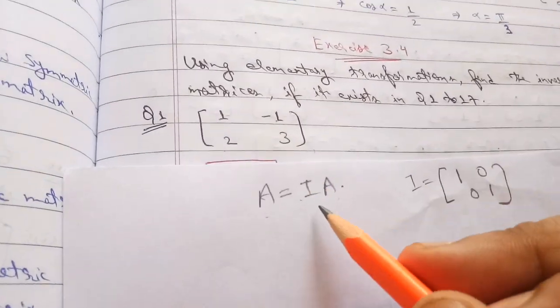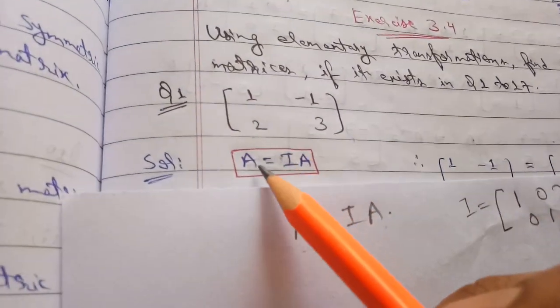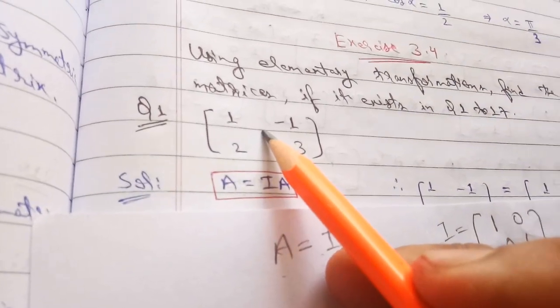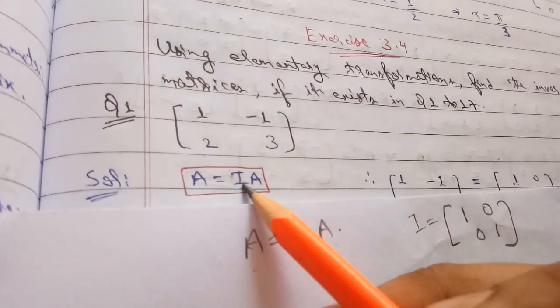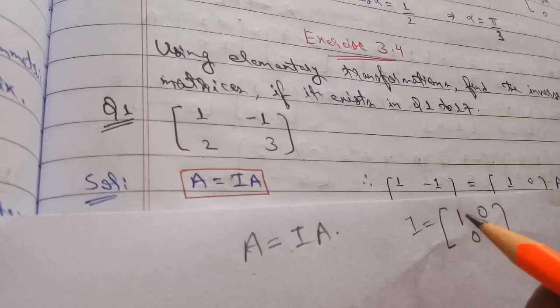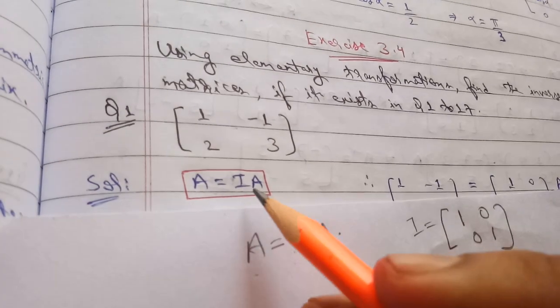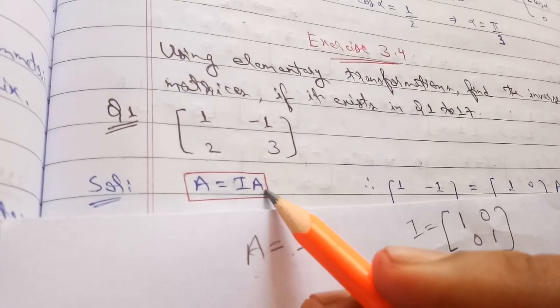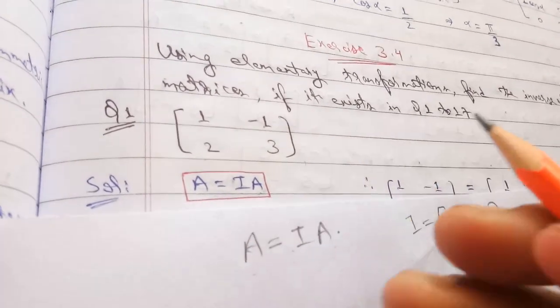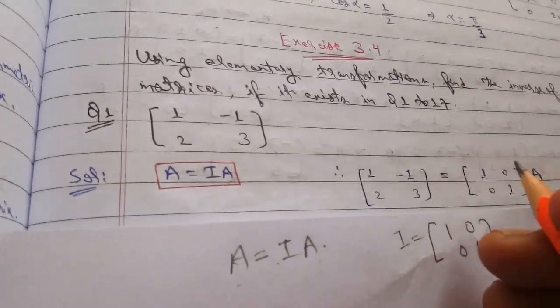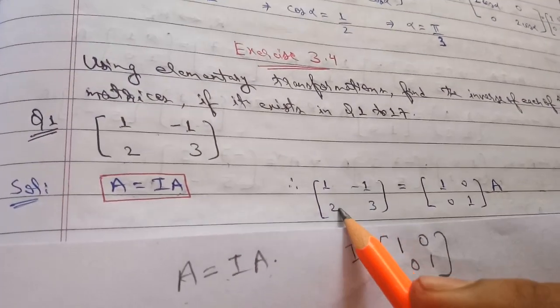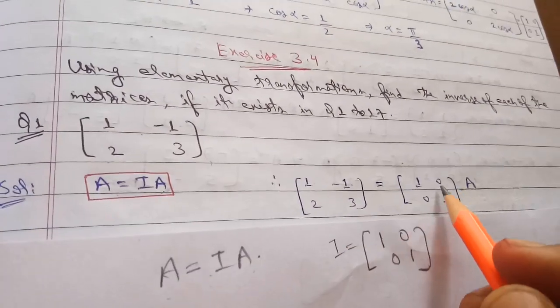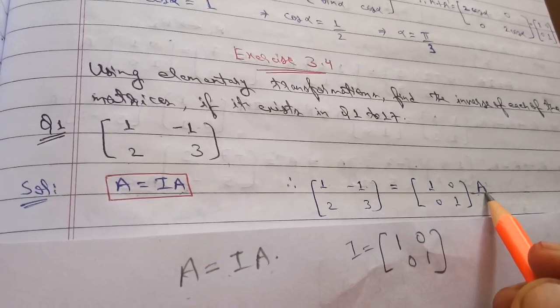So at first, what will you put here? In place of A, you will put the given matrix. In place of I, you will put the identity matrix, that is 1 0 0 1, and in place of A, you keep A as it is. You will not put anything, you will keep the A as it is. So what we will get? We will get 1 2 -1 3, 1 0 0 1, and A will remain the same, right?